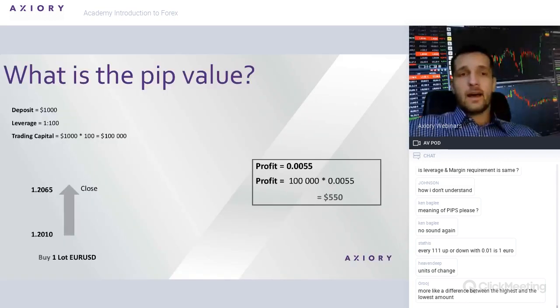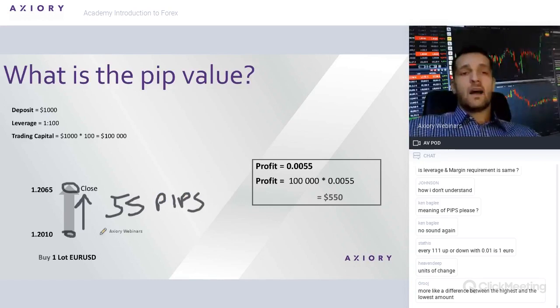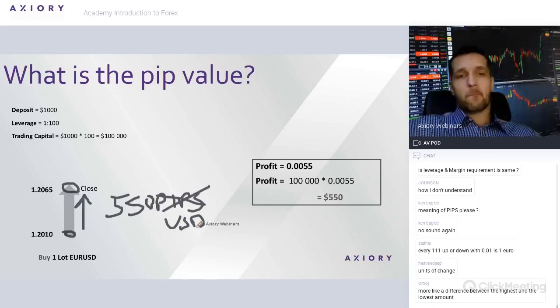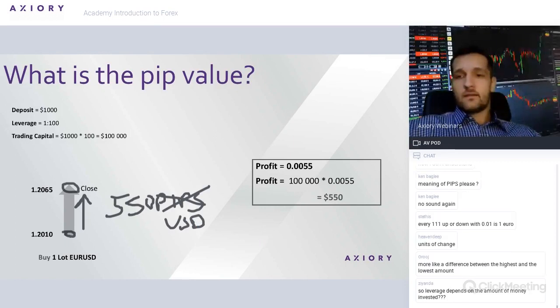Thanks to this, now you can calculate how big the profit is. So if you open one lot of euro dollar at the price of 120.10 and close it at 120.65, you make 55 pips of profit. One pip in one lot is worth $10, right? Which means that you make $550. Okay? Yes. Okay.